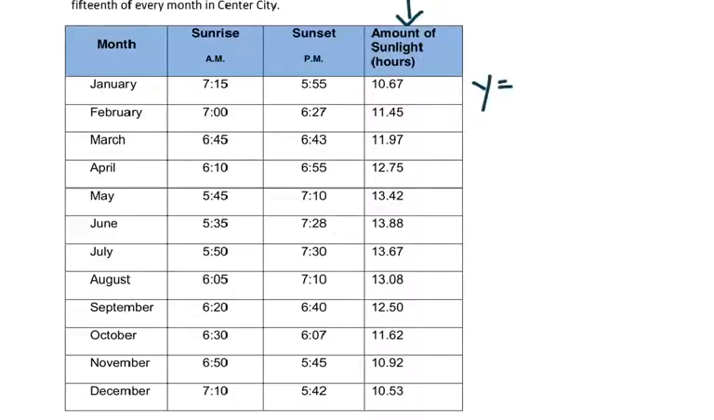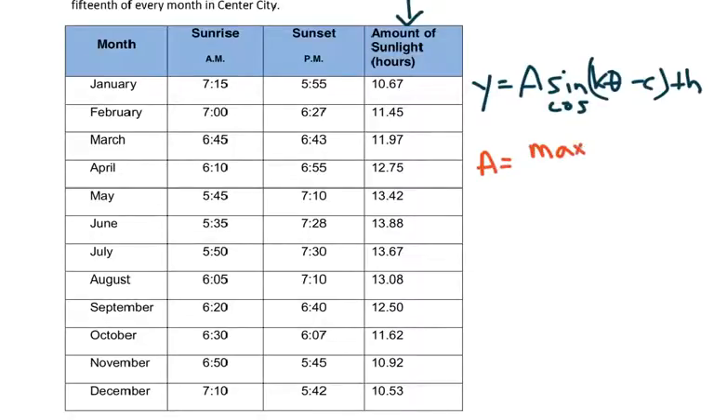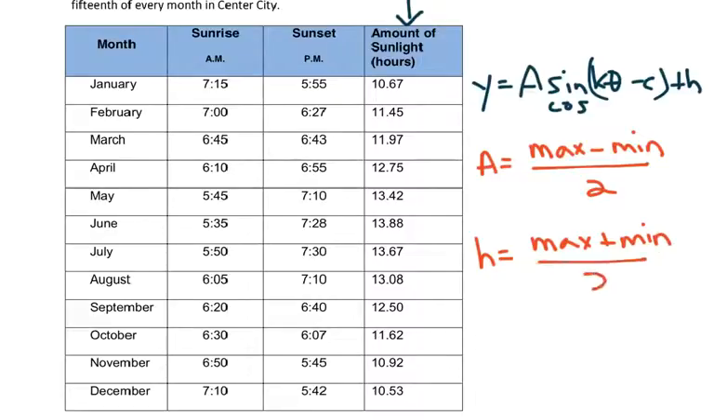we're going to write something of the form either y equals A sine(k theta minus c) plus h, or we're going to write one with cosine. Let's start with the two easiest things to find, which are the amplitude and the vertical shift. The amplitude is the biggest number minus the smallest number divided by 2. The vertical shift is going to be found in a similar fashion. The vertical shift is going to be the biggest number plus the smallest number divided by 2.